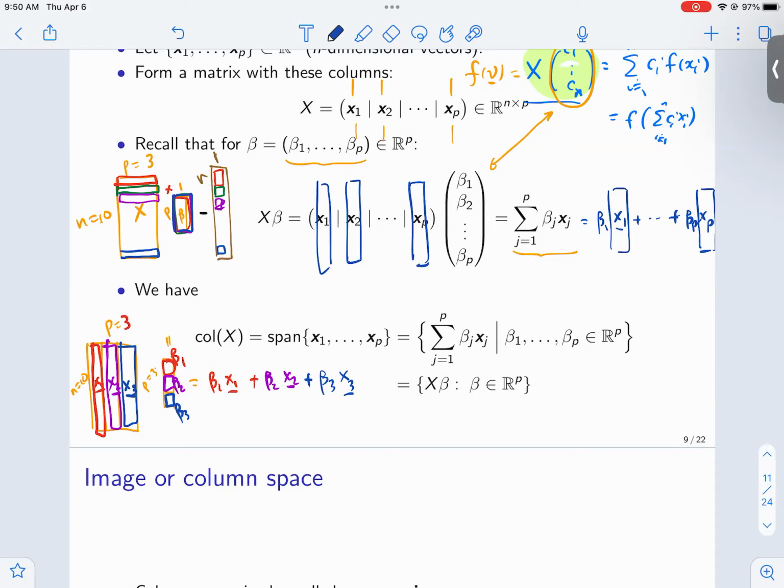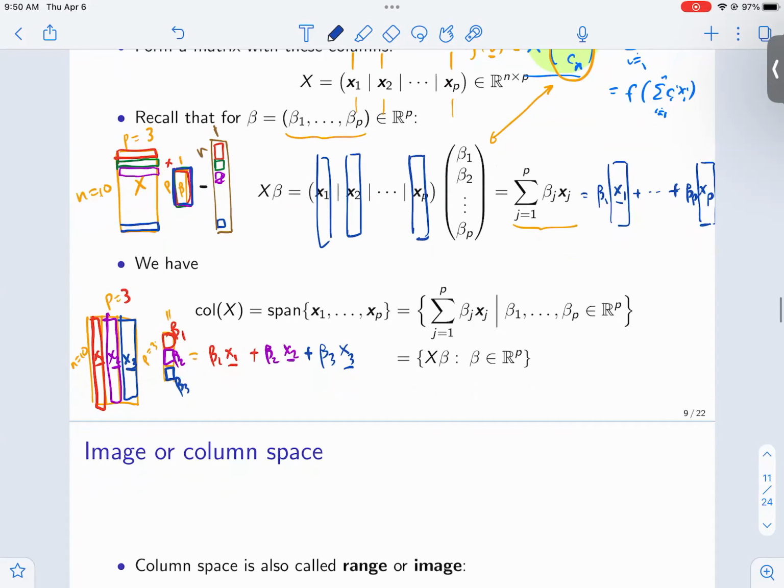So now I can look at the span of these vectors. So the span of the columns of matrix X, and the span, if you recall, is the set of all linear combinations of x1 up to xp. So it's basically the set of all X beta where beta is in R^p. So this is the usual definition that we had. These coefficients are in R. I can compactly write this as, right, this is that, and this is equivalent to this, X beta. So we can equivalently write it like that.